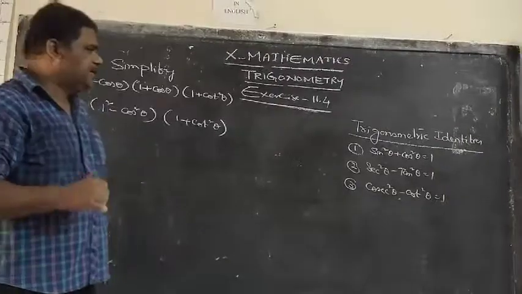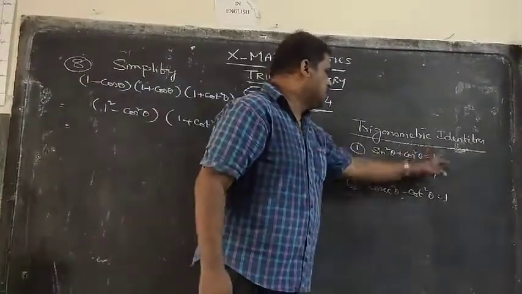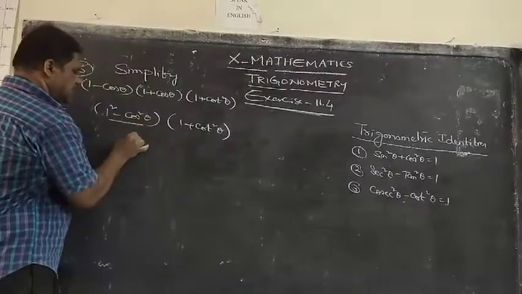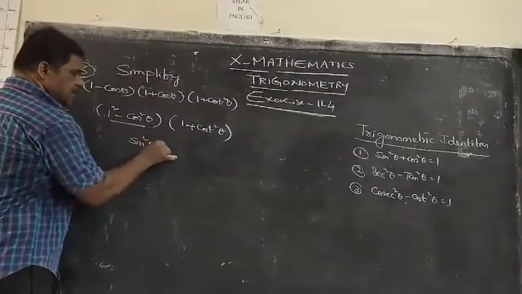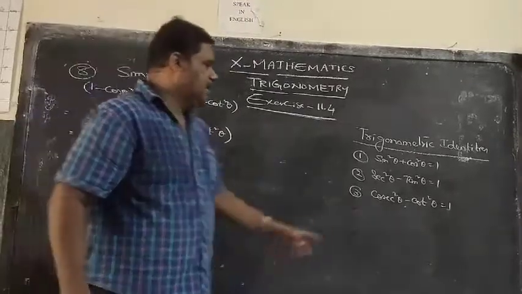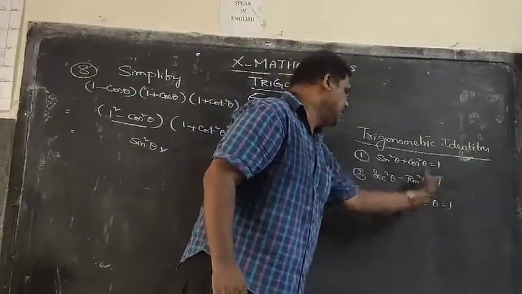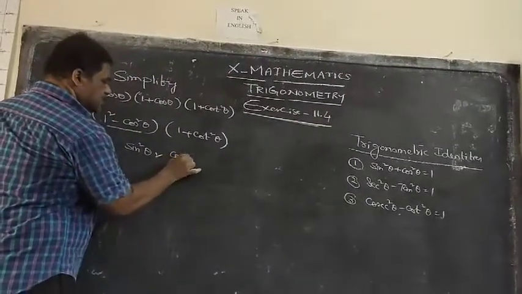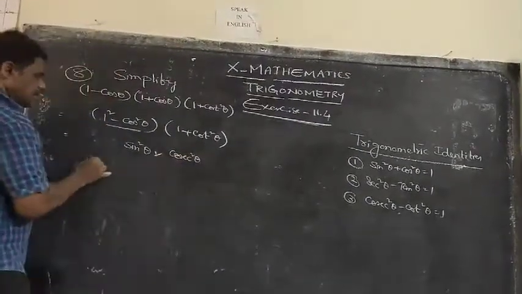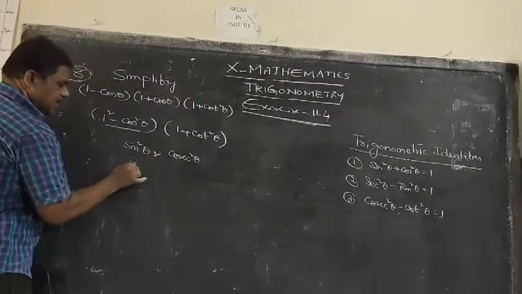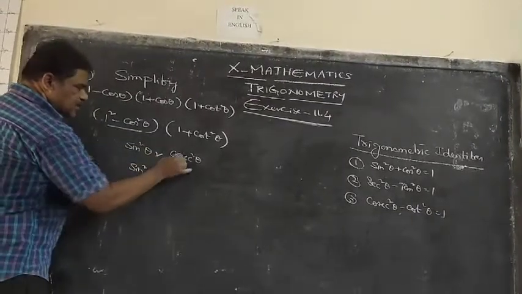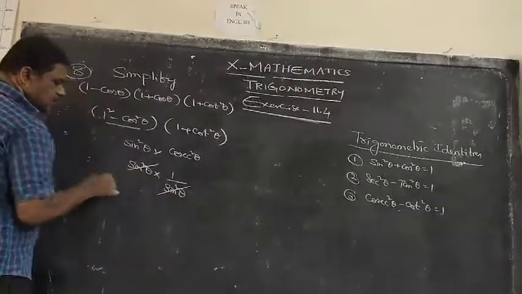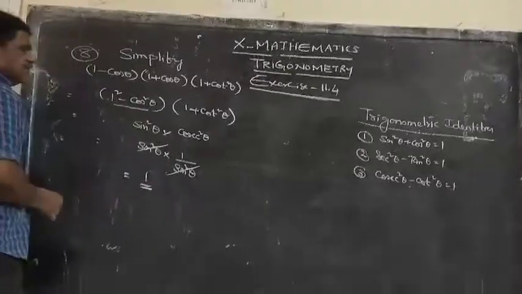Now from these identities, if you send cos square that side, 1 minus cos square theta, you can write it as sin square theta. Similarly, from the third identity, if you send that side, 1 plus cot square theta is equal to cosecant square theta. Sin theta and cosecant theta, they are reciprocal to each other. So cosecant square theta, you can write it as 1 by sin square theta. So that these two you can cancel, answer is 1.